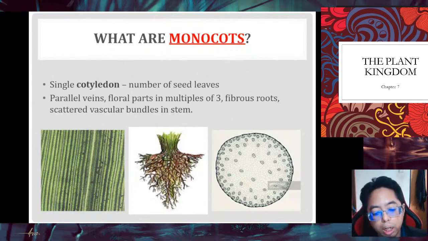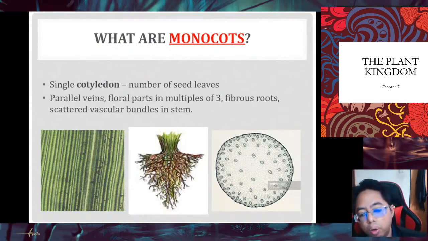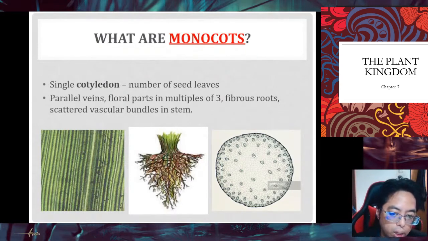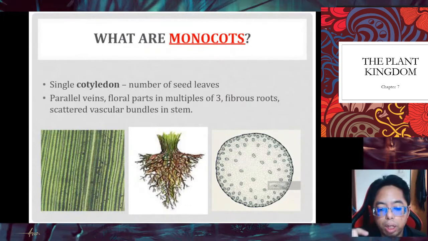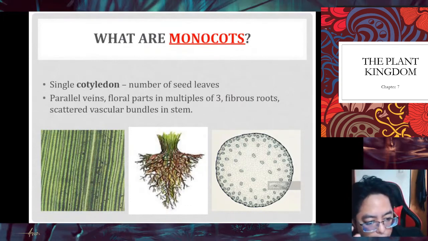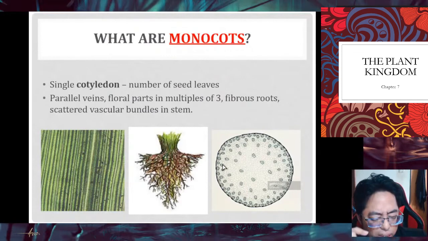Okay, so about angiosperms, you have the monocots and the dicots. So monocotyledon, mono means one, so it has a single cotyledon. Cotyledon is a seed leaf. So how do you know? If you plant a seed, how many leaves will come out first? So if you plant them, one leaf will come out. So they are mono, or one cotyledon. So what is cotyledon? It is the first leaves.